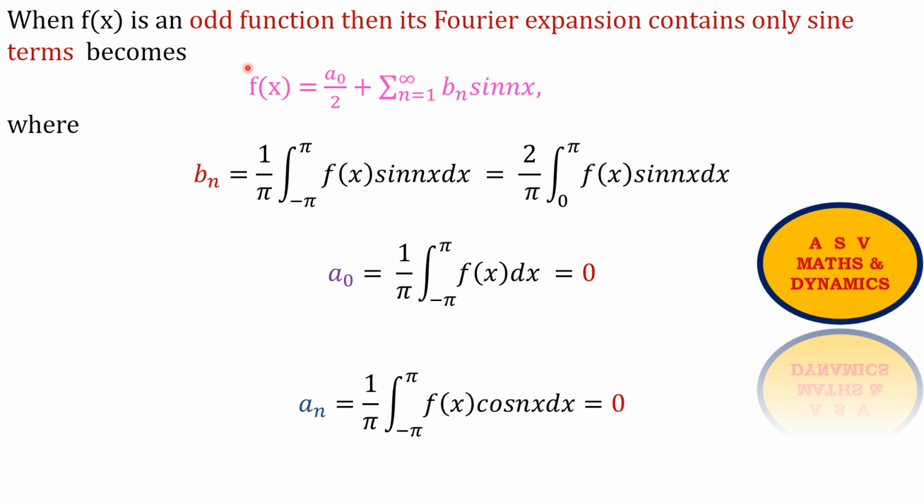Once f of x is an odd function, here what I wrote is a wrong one: only the summation n equal to 1 to bn sin nx. Here a0 is not there. The f of x equals summation n equal to 1 to infinity bn sin nx. bn is equal to 1 over pi integral negative pi to pi f of x sin nx dx, which is equal to 2 over pi integral 0 to pi f of x sin nx dx, like this. This is the only one that will appear for the odd function. a0 and an are always 0. So a0 is equal to 0. Only f of x equal to summation n equal to 1 to infinity bn sin nx will come.